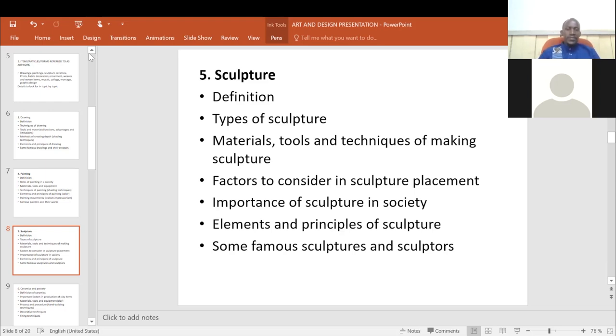Of importance to the candidates, these topics have what we call vocabularies. Let the candidates be able to understand some of the vocabularies used in sculpture making. Most of these vocabularies are mainly English words. So as the candidates prepare for the exam, as they study sculpture, let them also make use of the dictionary. It will help them understand some of these vocabularies, because most of them are just English words. For example, you can have words such as colossal. It simply means something big or a huge sculpture, and the rest.